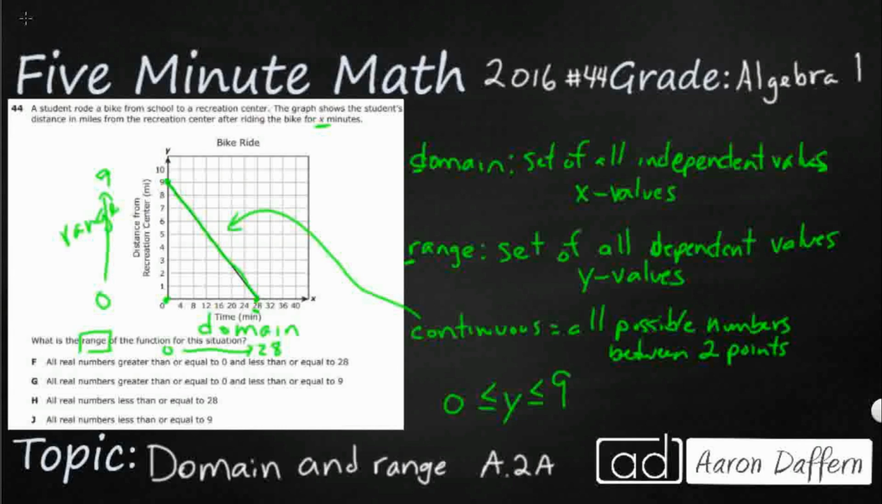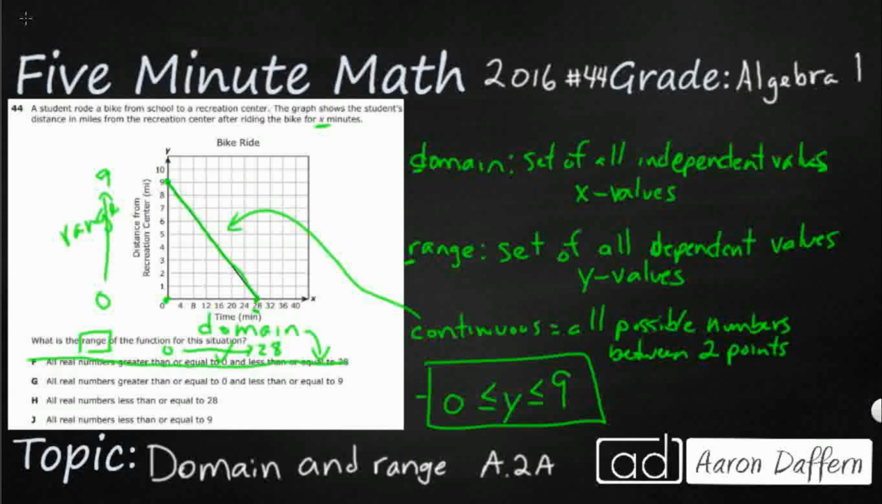So sometimes your answer is going to be in the form of an inequality. Obviously, it's in word form. So let's take a look, see what we have here. F, all real numbers greater than or equal to 0, check. Less than or equal to 28. Nope, this is actually the domain. We're looking for the range, but if I wanted to find the domain, F would be it.